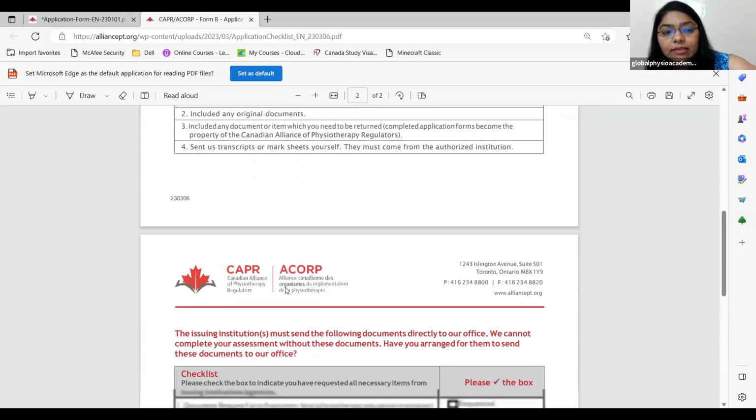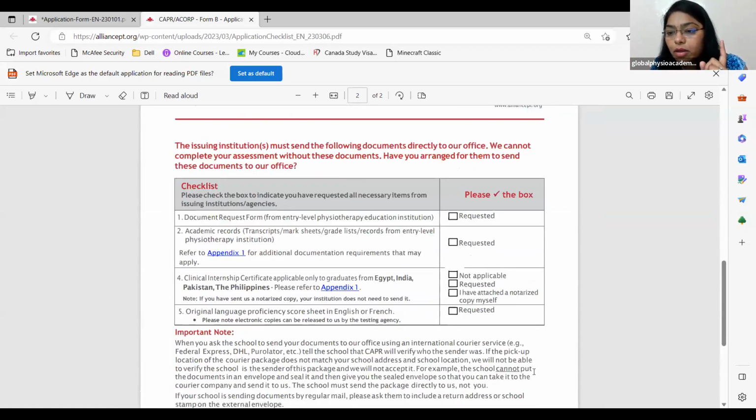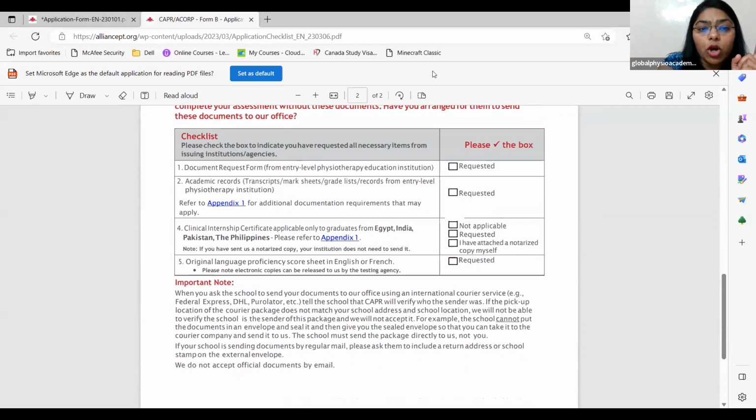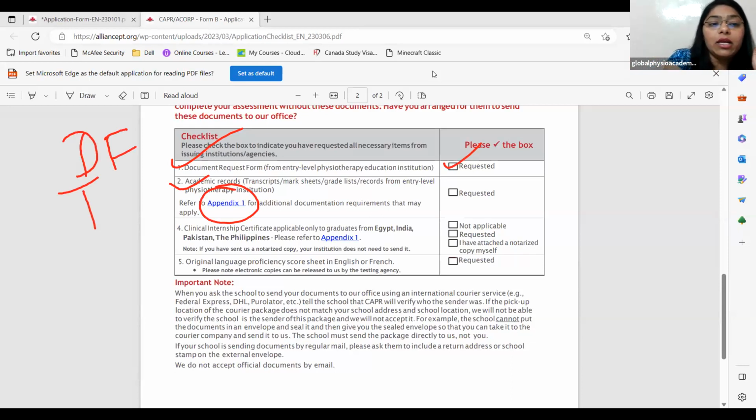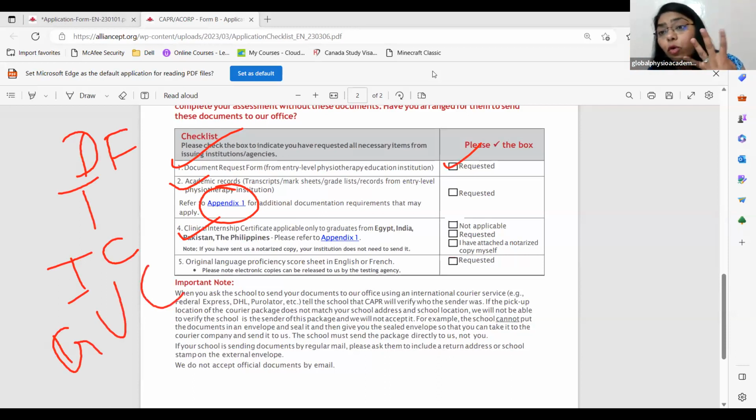Now the second checklist is for your college. Sorry, the college has to submit the document request form, so you have to put requested, okay? Academic record. If you are in India, or another country, you have to follow Appendix 1, but particularly for the Indian student: transcript, document request form, and internship certificate, those three things, and if you have no degree certificate, the graduation verification certificate, four things. The college sends them to the CAPR, okay? So this is important, okay?